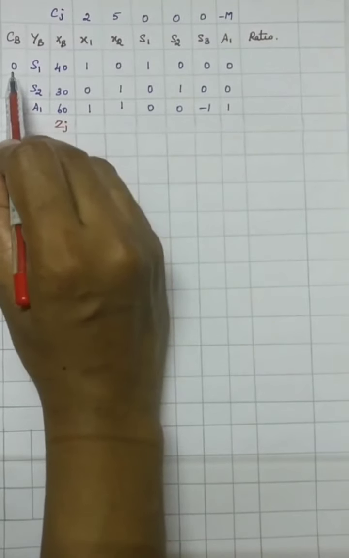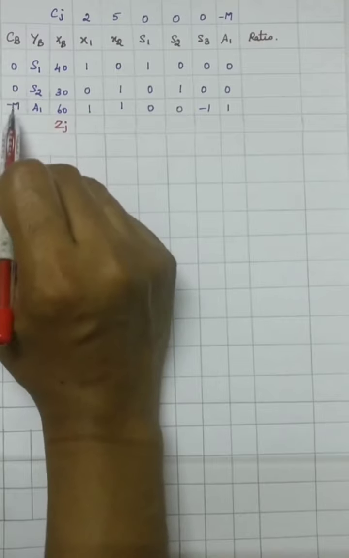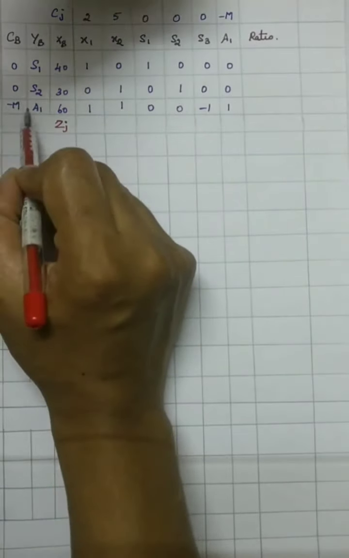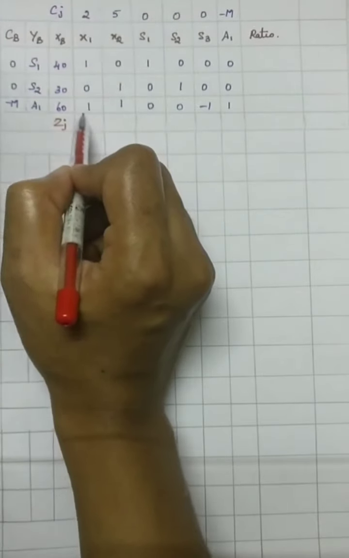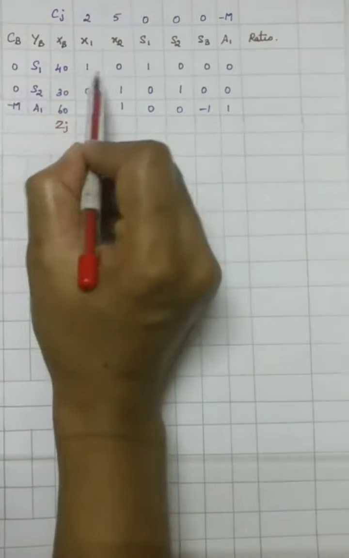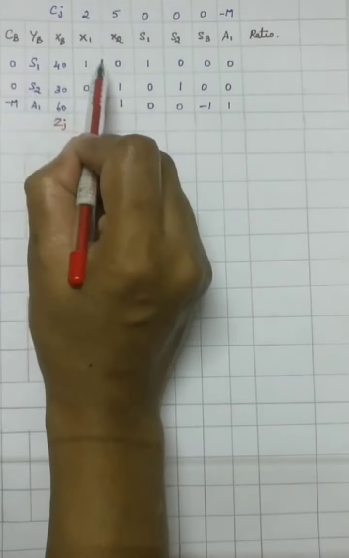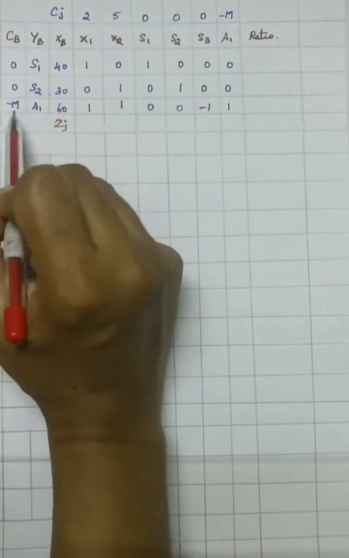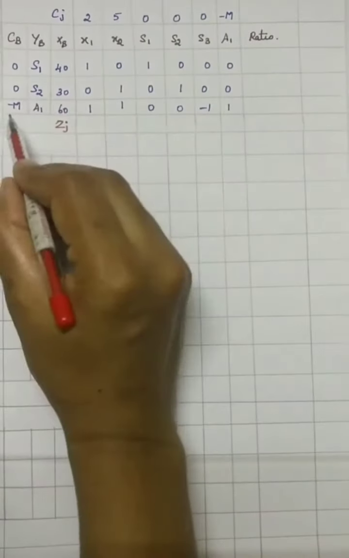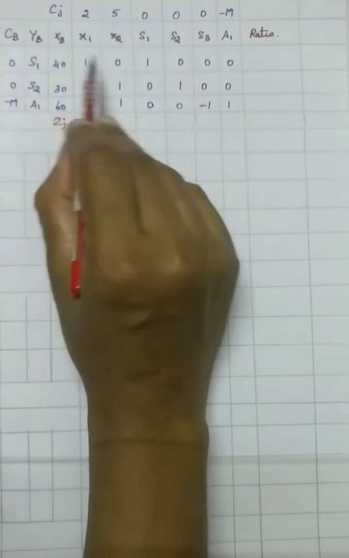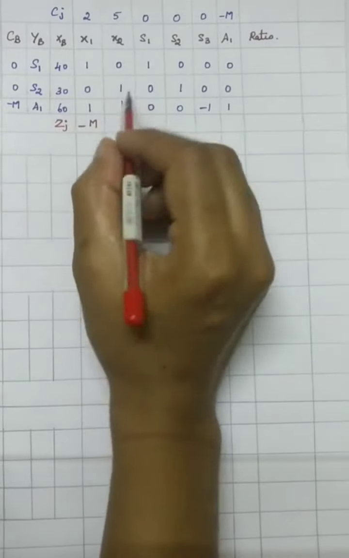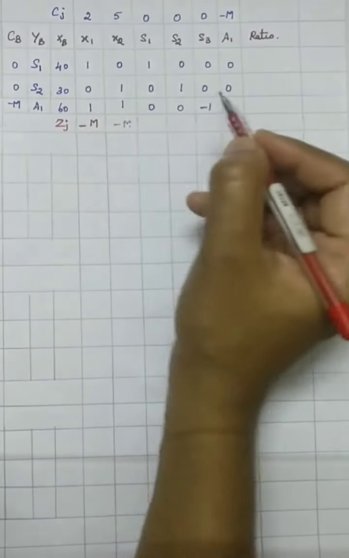So in the CB column we have 0, 0 and the next thing is minus m. In the x1 column we have 1, 0, 1. You have to multiply these two: 0 into 1 plus 0 into 0 plus minus m into 1, so that is minus m. The next is 0 into 0 plus 0 into 1 plus minus m into 1. So this is also minus m.